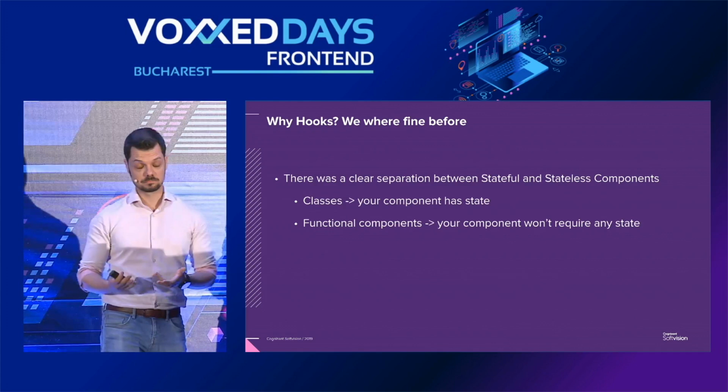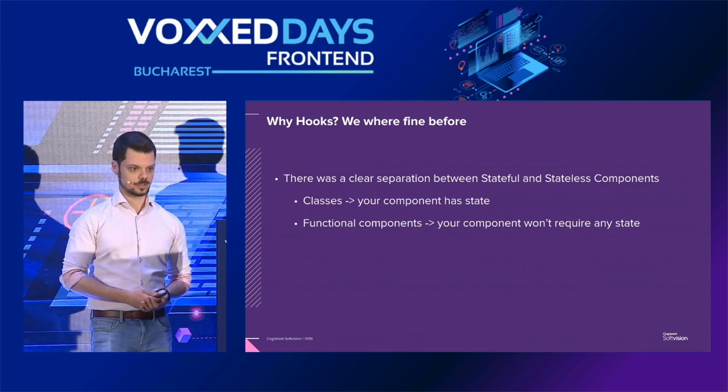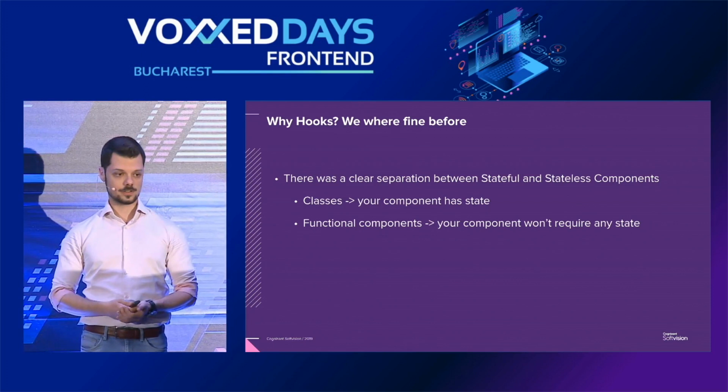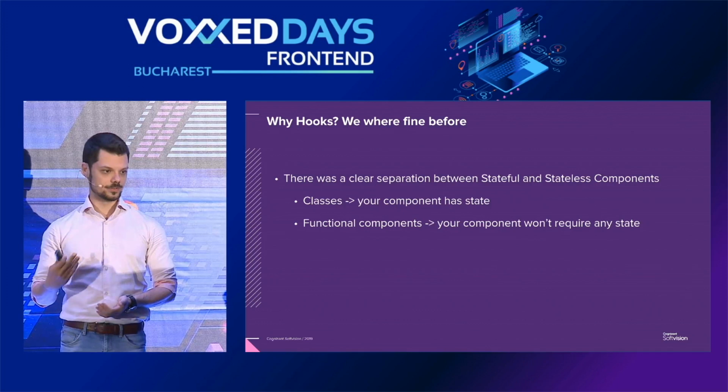So class components, for those of you that don't use React, allow you to use the state and the lifecycle methods from React. Functional components are pure functions. You can write them in plain vanilla JS. And they don't have access to any state. They just render. They use props and then render something on the screen. So yeah, we were in a good state.